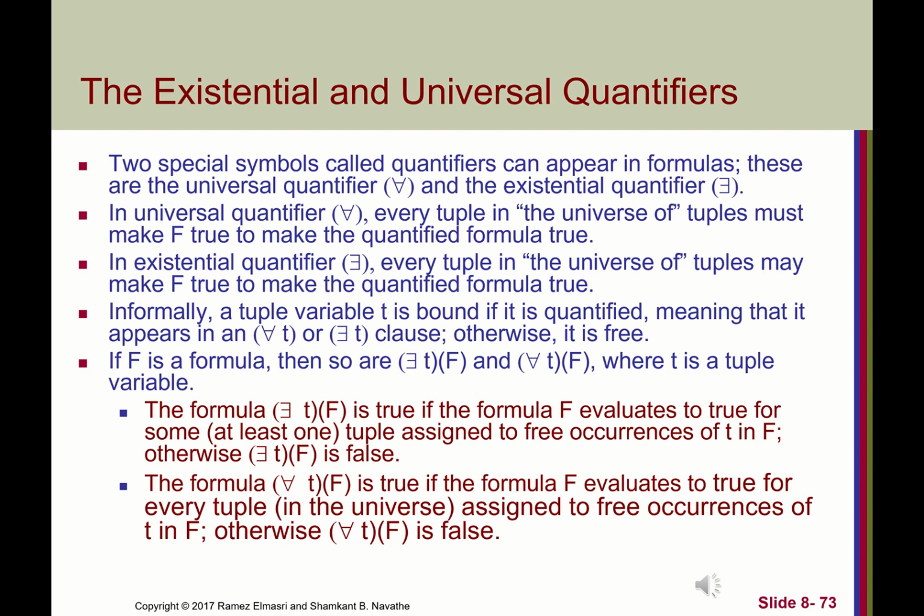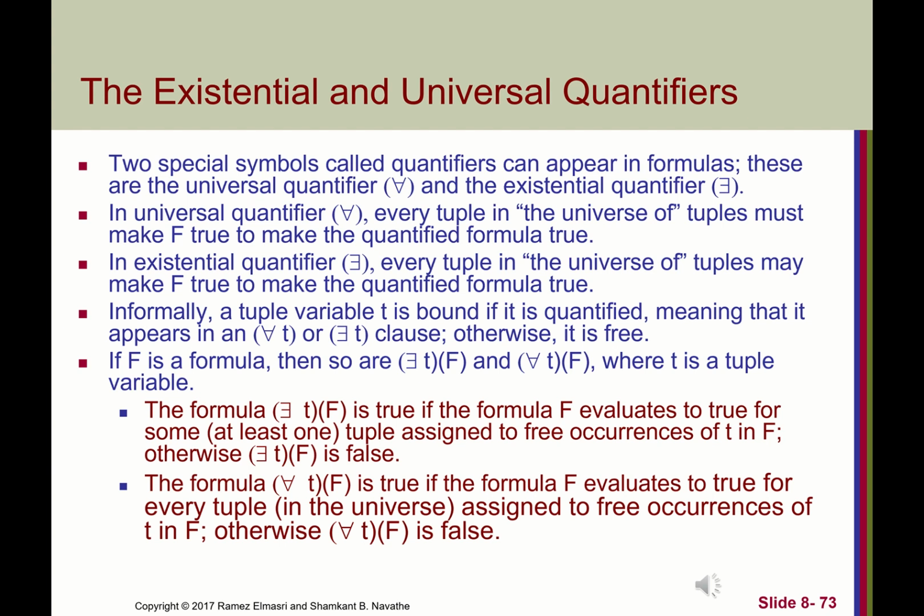Two special symbols called quantifiers can appear in formulas. These are the universal quantifier and the existential quantifier. In universal quantifier, every tuple in the universe of tuples must make F true to make the quantified formula true. In existential quantifier, some tuple in the universe of tuples may make F true to make the quantified formula true. Informally, a tuple variable t is bound if it is quantified, meaning that it appears in an ∃t or ∀t clause; otherwise, it is free.